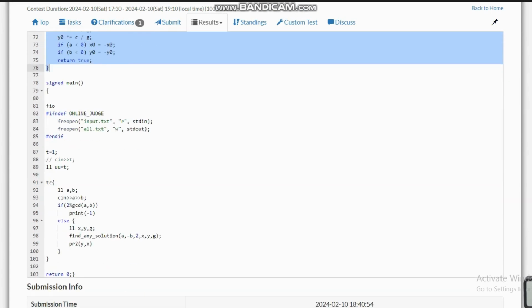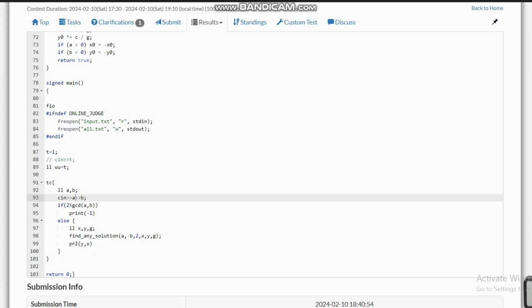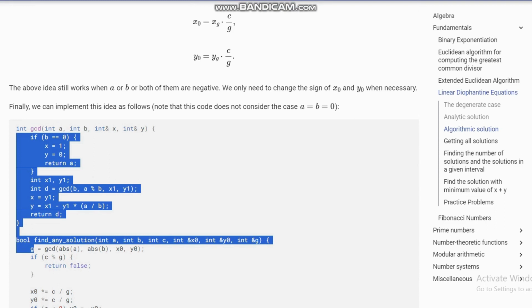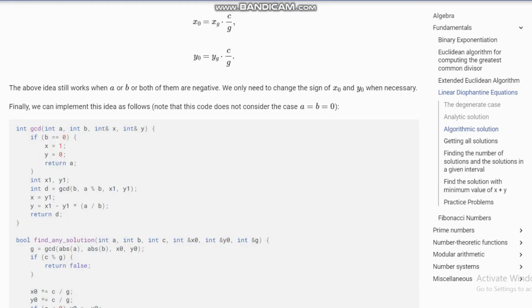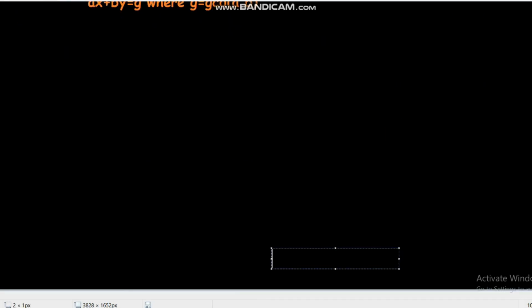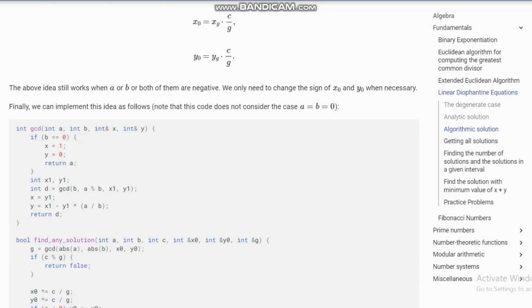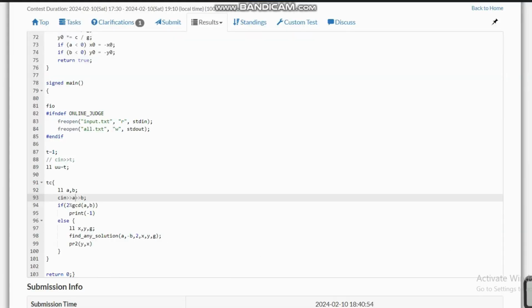Now here I am taking the input a comma b. Now if 2 modulo gcd of a comma b is not 0, we are printing -1. Otherwise we are finding any solution. I have just copied the entire code from here, this part, and x y will give us the value of our x and y for ax plus by equals to c, with the following equation. So here we are passing a, b, c, x, y and g. Here you can see that I am passing a, minus b to x, y and g.